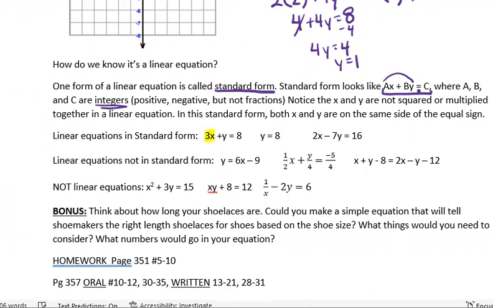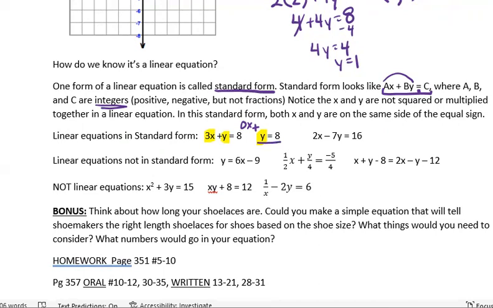3x plus y equals 8. X and y are on the same side of the equal sign. There are whole numbers, or integers, in front of them. This one, y equals 8. And you might be saying, but there's no x. Well, there's not. Perhaps there's a plus 0x in front. So x and y are on the same side of the equation, and 0 is an integer just like 1 is an integer. So they do have integers in front of them, and they're on the same side of the equation. We just happen to only write the y equals 8. So this is still in standard form.